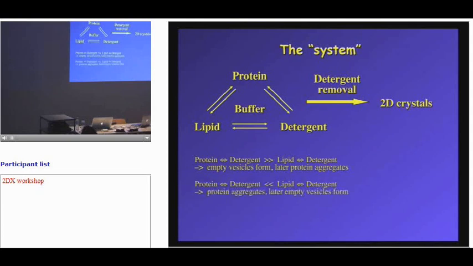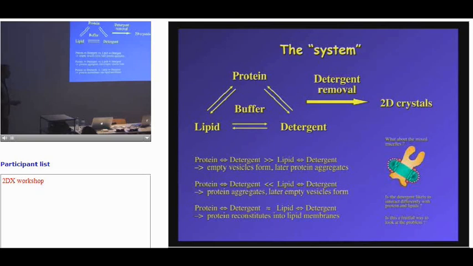You can also have the opposite situation where the protein-detergent interaction is much weaker than the lipid-detergent interaction. And so you first remove all the detergent from the protein, you get protein aggregates, then you remove detergent from the lipid, and you get nice large empty vesicles. So obviously this is also not working very well. So what you would like to have is a protein-detergent interaction similar to the lipid-detergent interaction, so that you remove the detergent approximately at the same time for the two components, and then you really reconstitute the protein into the lipid membrane.